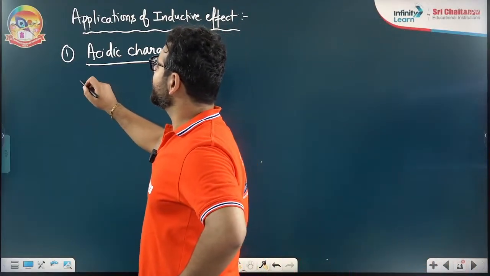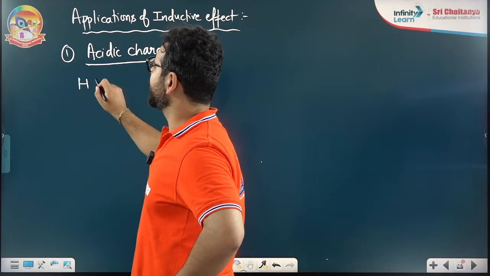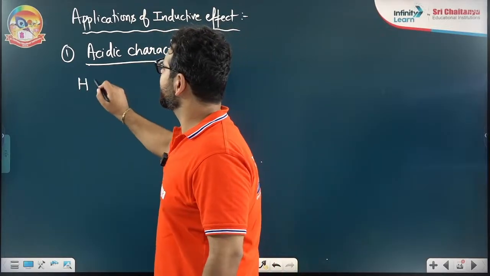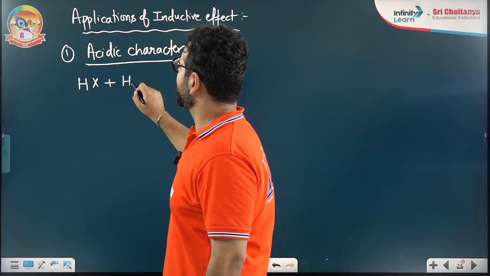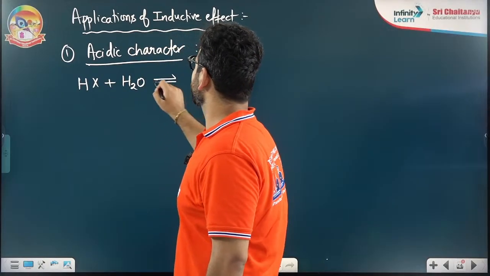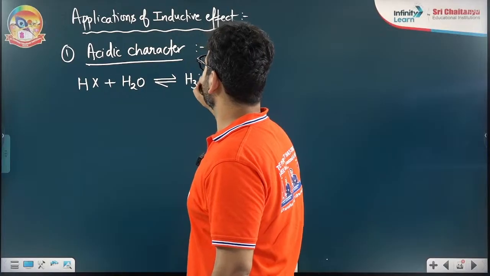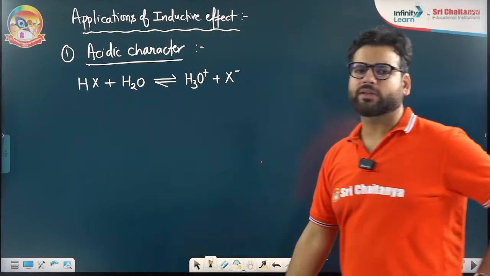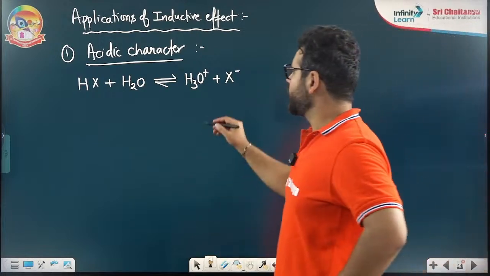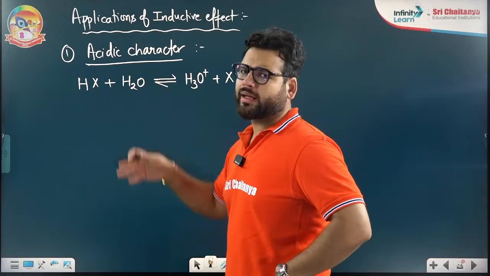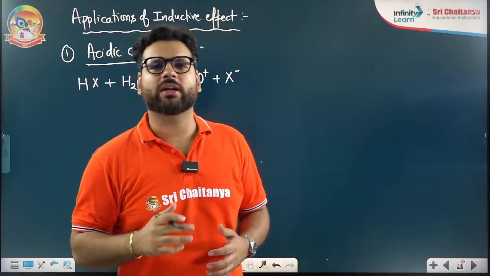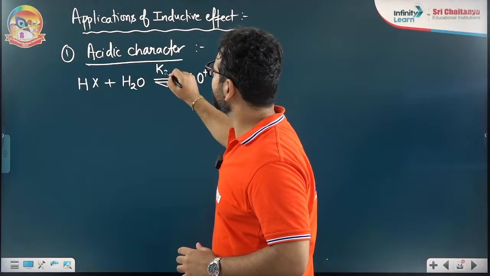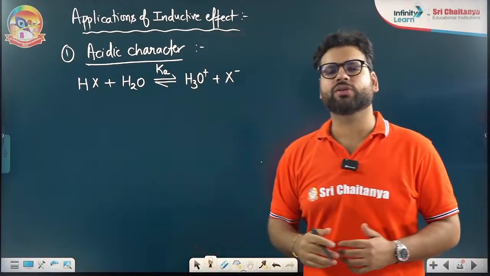Beta, whenever you have any acid, I'm writing the acid as HX. When an acid behaves like an acid, it goes to water and it breaks down into H positive and X negative. So H positive I write it as H3O positive, X negative I'll write it like X minus. Now, all the organic acids which are there, they are weak acids, so they maintain this equilibrium. And you know that equilibrium constant of a dissociation of acid is Ka, dissociation constant of acid.